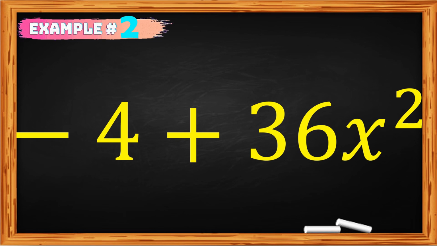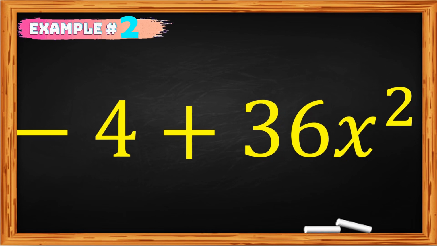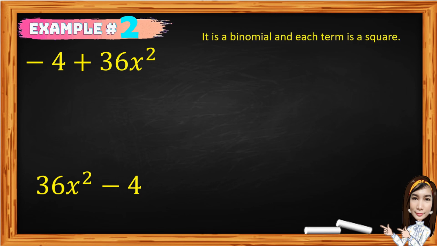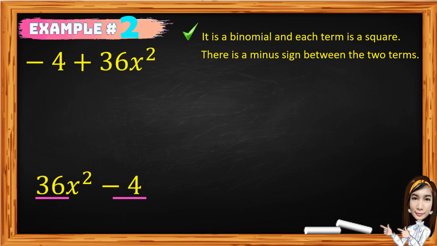Next example is negative 4 plus 36x squared. Negative 4 plus 36x squared can be rearranged so that 36x squared turns into the first term and negative 4 turns into the second term. Now let's see if it satisfies our two conditions. First, it is a binomial and each term is a square. So 36x squared is a perfect square and 4 is also a perfect square. So that is yes. Next, there is a minus sign between the two terms. As you can see, we have the operation minus, and that is yes.